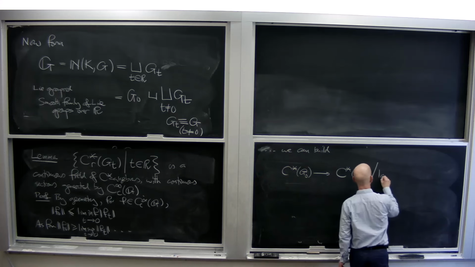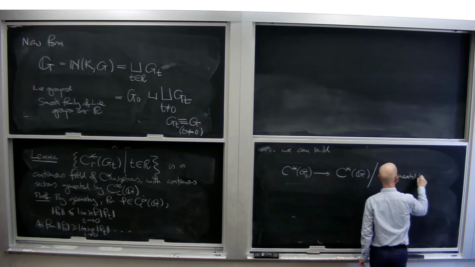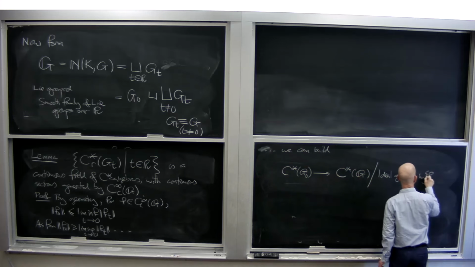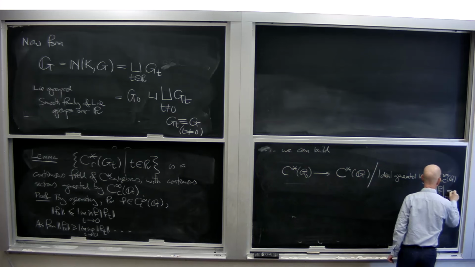So we should divide by the ideal generated by the functions f such that f restricted to t is equal to 0.